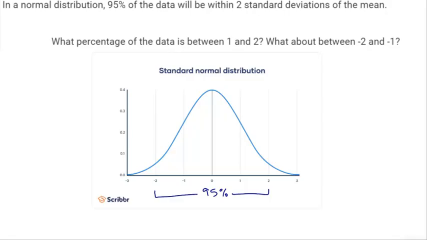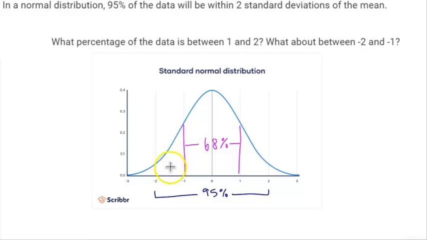The next thing that we need to know is that in a normal distribution, 95% of the data will be within 2 standard deviations of the mean. So if we want to know what percentage of the data lies between the 1 and the 2, we'll set it up the same way that we did in the previous example. So we can start by sectioning off the space within 1 standard deviation of the mean. We mark that as 68% based on the information from the previous example.